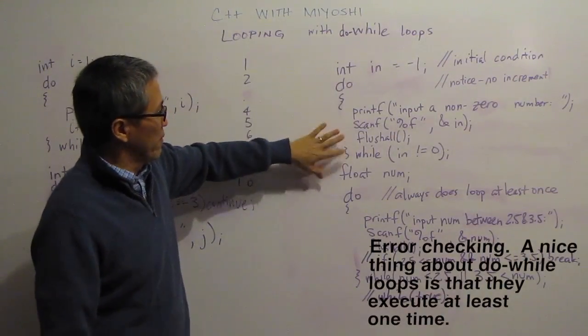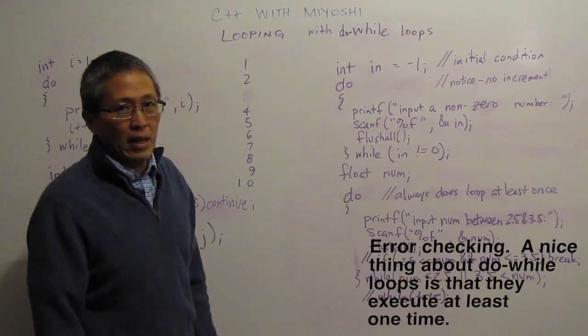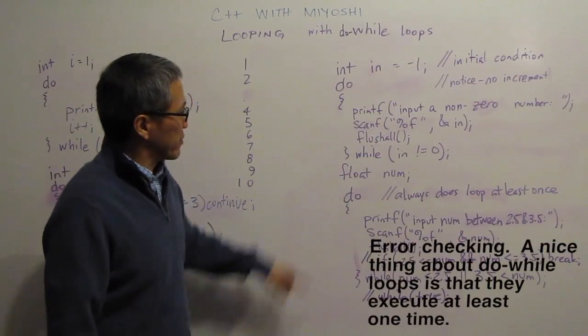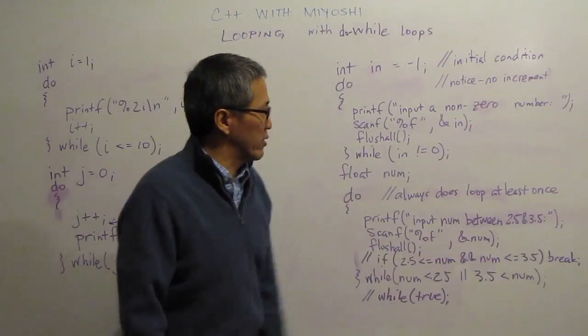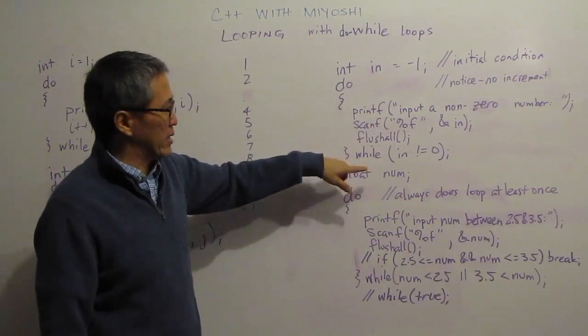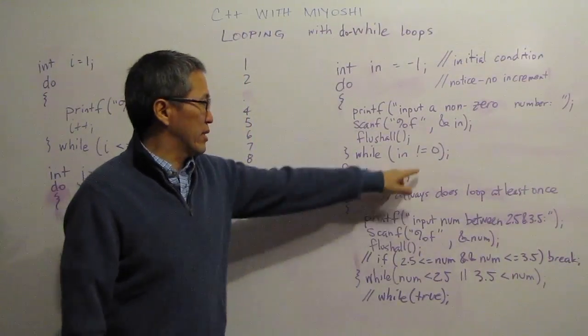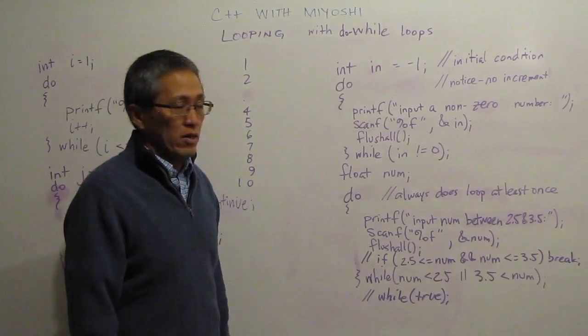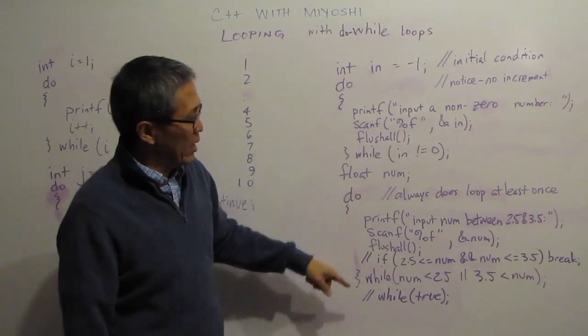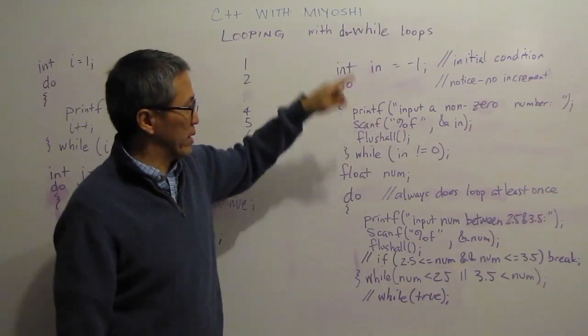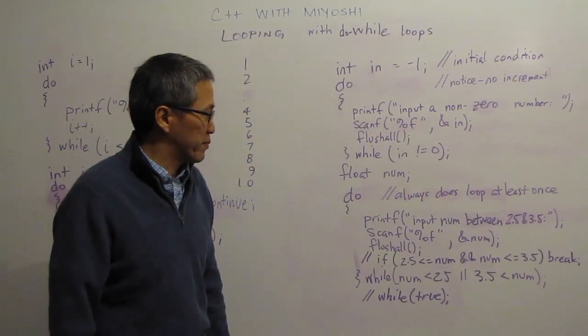Notice it's the same loop I had with my whiles, except I made that an int. And now it's just going to input a non-zero number, and again, this is going to keep looping and looping until the user inputs a number that is not 0. If the user puts in a 0, as many times as the user puts in a 0, I keep looping and looping. Okay?